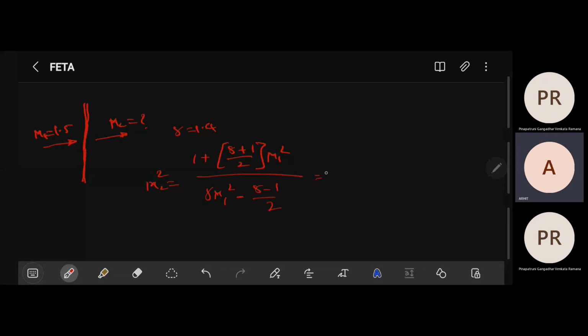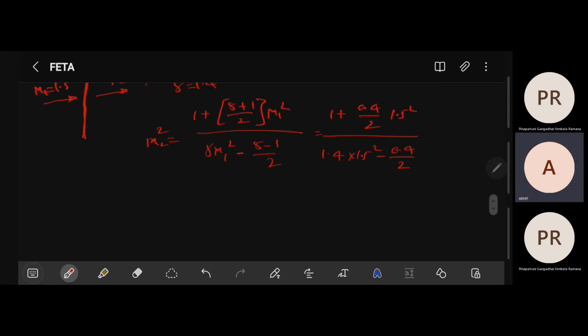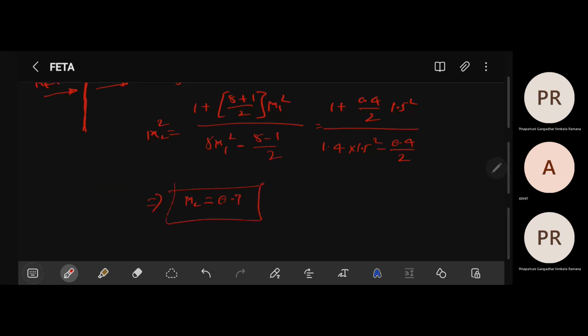Once you have this equation, you can solve it by substituting gamma equals 1.4 and M1 equals 1.5. If you substitute that, 1 plus 0.4 over 2 times 1.5 squared, over 1.4 times 1.5 squared minus 0.4 over 2, you will get M2 equals 0.7. So it is easier for you, you can solve it easily.